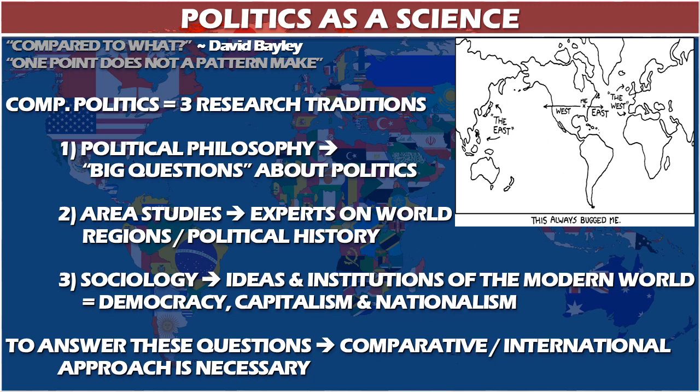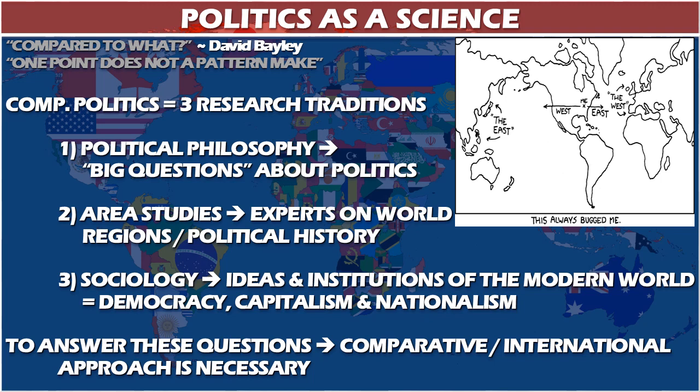Comparative politics basically comes from three research traditions. The first one is political philosophy. This is Plato, this is Aristotle, this is Machiavelli, this is Locke, this is Hobbes, and political philosophy asks these big questions about politics. What is justice? What is democracy? How is a democracy stable? And comparative politics really orients itself around these big questions and tries to get empirical answers to them.